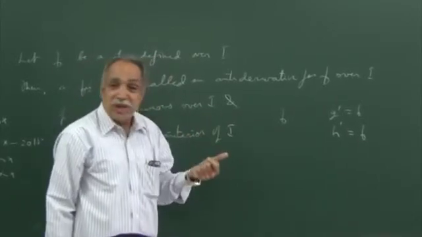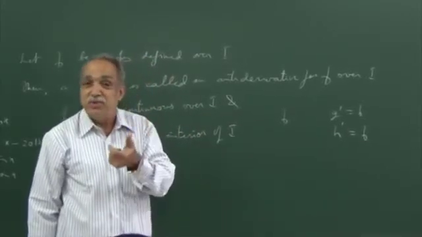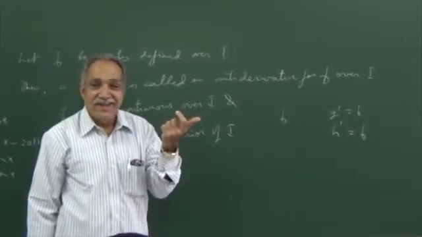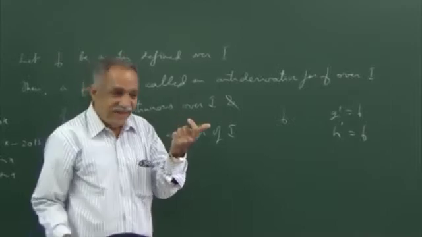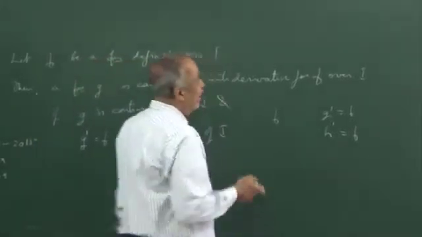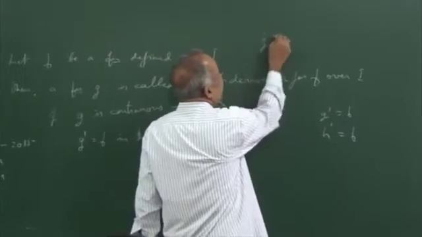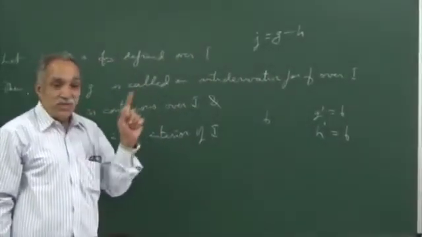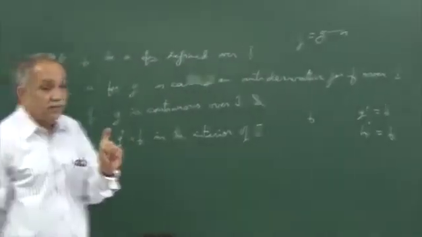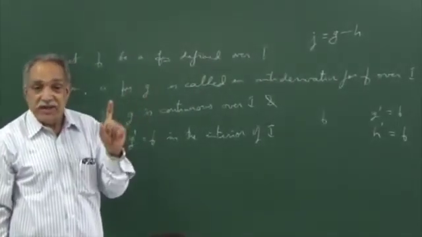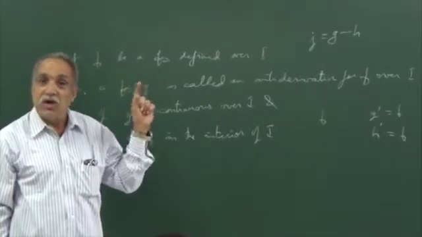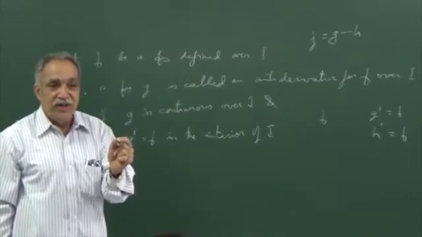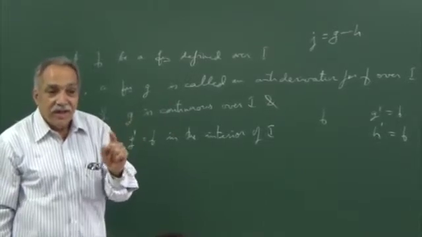If g prime and h prime are equal, why should g minus h be a constant? Why can't it be something else? This is what I am asking for. g prime and h prime are equal. I consider the difference. I need to know whether this should be a constant or can be something different also. You are saying it must be a constant. I need a justification.